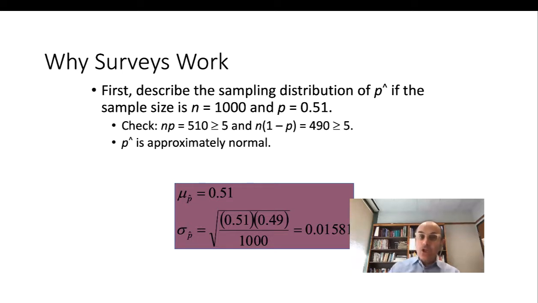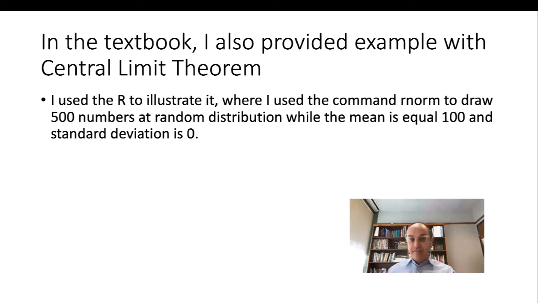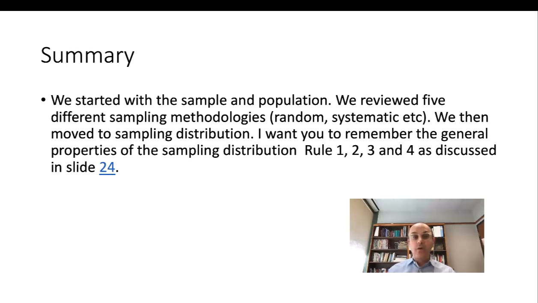Again, the issue is we have to describe the population. We have to know the sample size, in this case 1,000, and p is equal to 0.51, in order for us to find out what it is. In the textbook, I also provide the central limit theorem. I will use R to illustrate it, where the command rnorm is used to draw 500 random numbers with a mean of 100 and a standard deviation of 0.